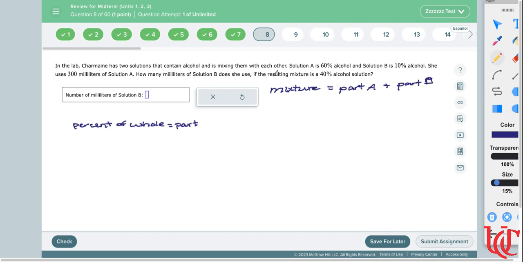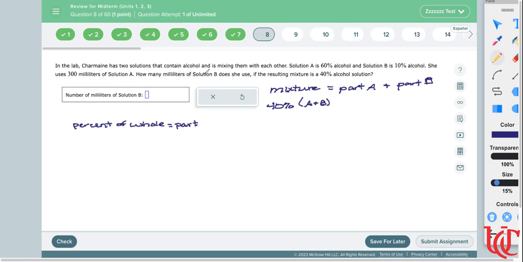Now, the resulting mixture, I need 40% alcohol. And I'm thinking, okay, so I need 40%. And I need that to be the whole. So how much of A and B were we putting in there? So this is going to be A plus B. But we need to think about this. So going back, I'm probably going to come back to that.